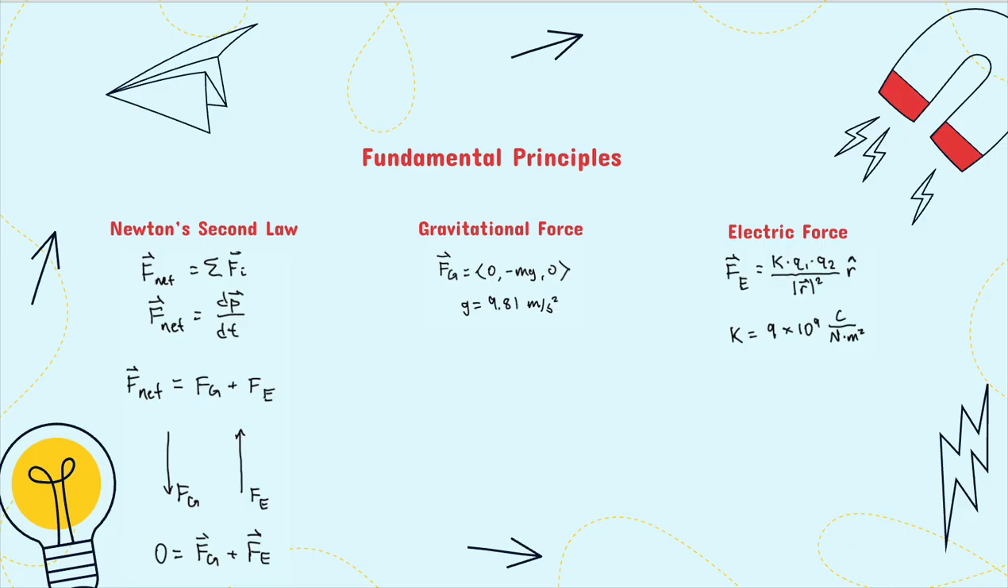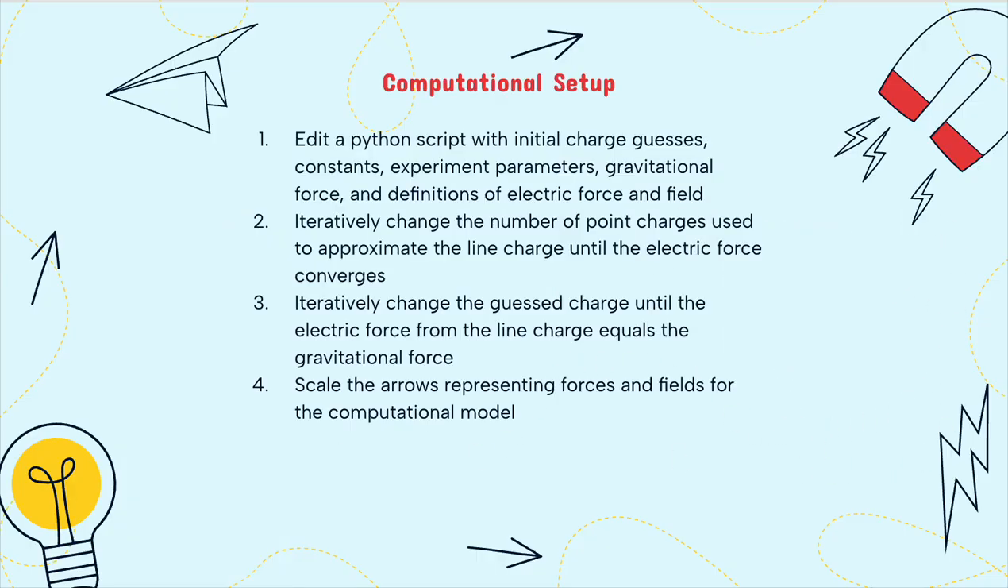So the fundamental principles that guide this lab are first off Newton's second law, which is that F net is equal to the change in momentum over change in time. It also states that the net force is equal to the sum of each of the individual forces, which in this case is the gravitational force and electric force, both of which are equal in magnitude but opposite in direction. The gravitational force here is modeled by negative mg in the y component, with g being, of course, 9.81 meters per second squared, and the electric force being displayed here to the right.